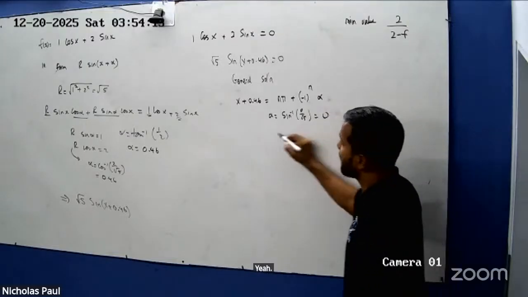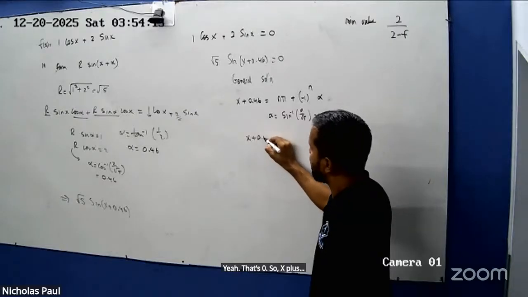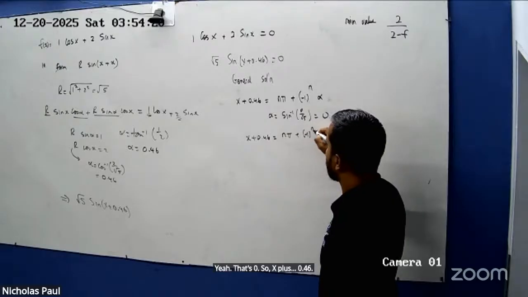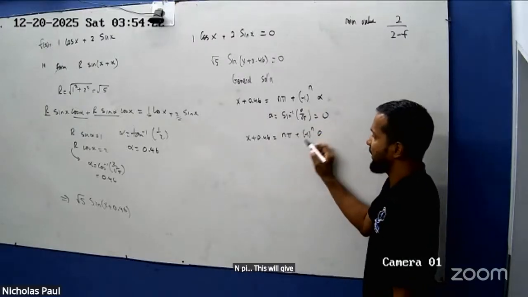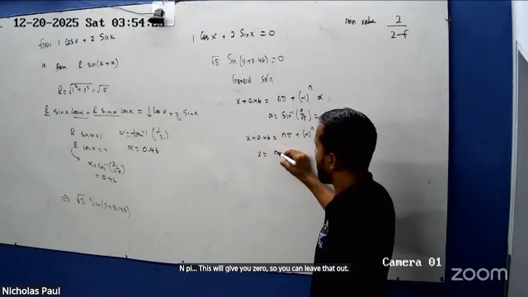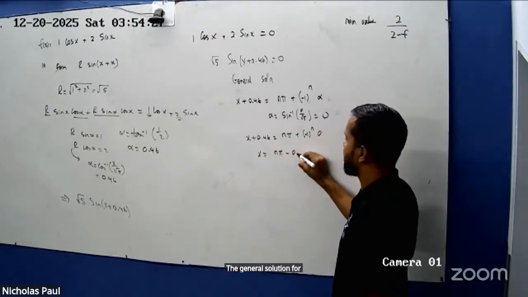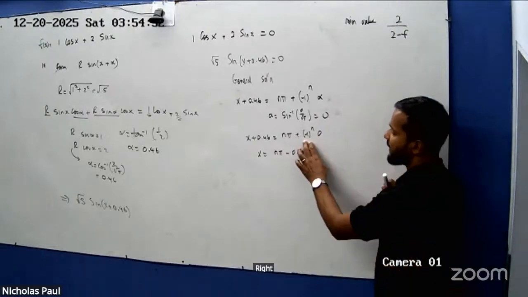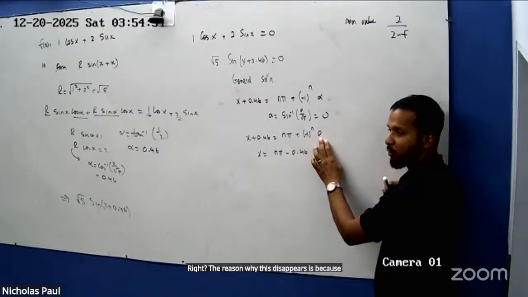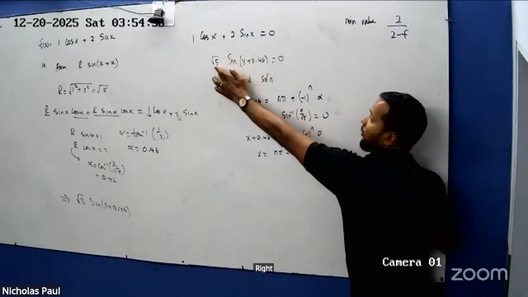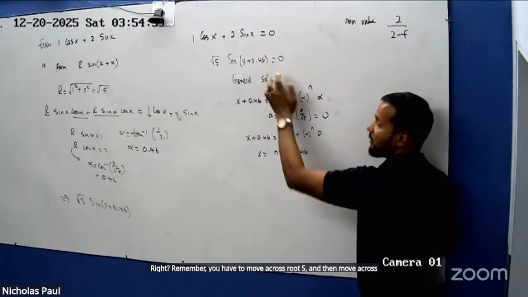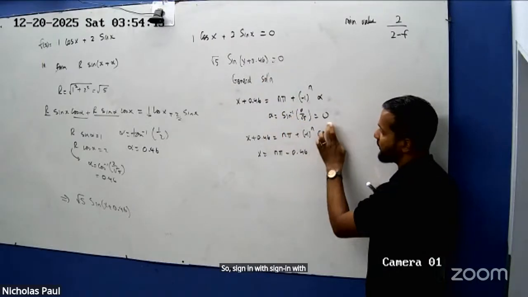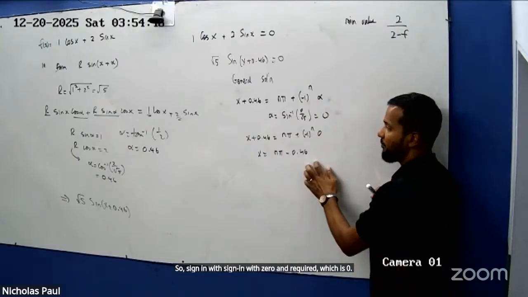It's 0. So x plus 0.46 is n pi. This will give you 0, so you can leave that out. So your general solution for this question is this. The reason why this disappears is because it's multiplying by 0. Remember, you have to move across root 5 and then move across sine. So alpha is sine inverse 0 over root 5, which is 0. So your final answer looks like this.